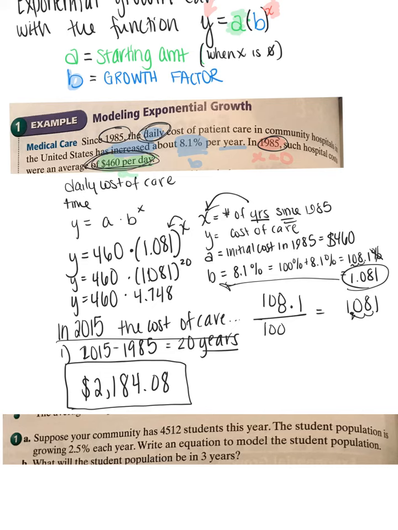Write an equation. Make sure to transfer your percent to a decimal. Make sure you're adding it to 100%. And then write your equation to model and tell me what the student population would be in 3 years. Hopefully you're going to get some number between 4,000 and 5,000. That's the only hint I'm giving you.